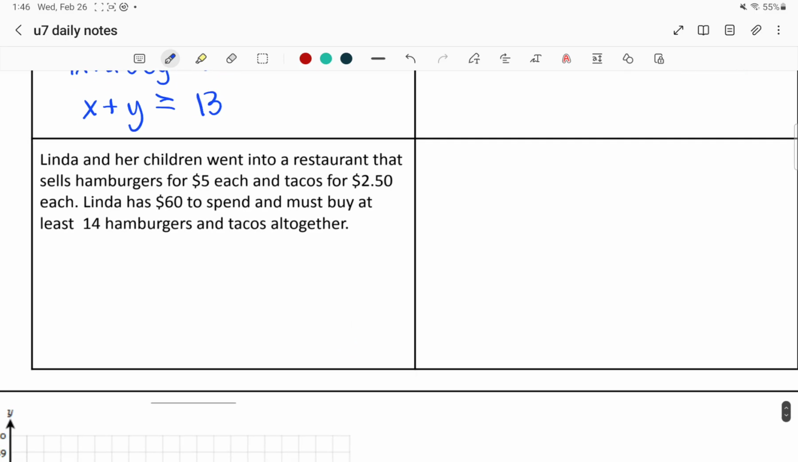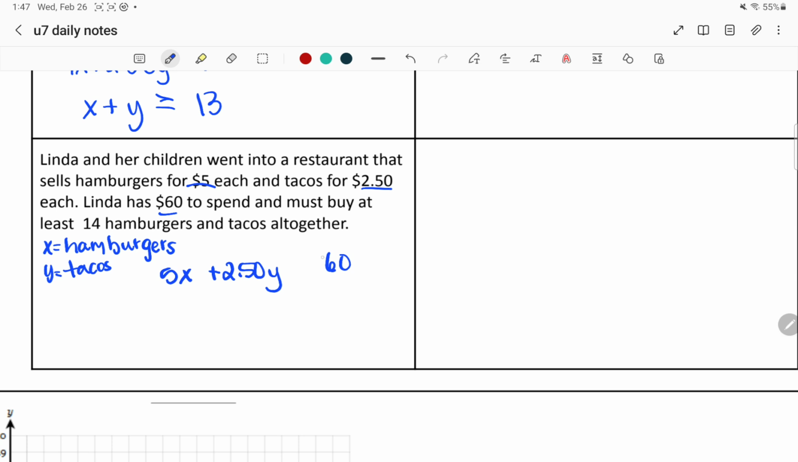Last one. Linda and her children went into a restaurant that sells hamburgers for $5. So x is going to be hamburgers. Y is going to be tacos for $2.50 each. Linda has $60 to spend and must buy at least 14 hamburgers and tacos altogether. Okay. $5 for a hamburger plus $2.50 for a taco. So money, money, money. So 60 is going to be my total for this one.